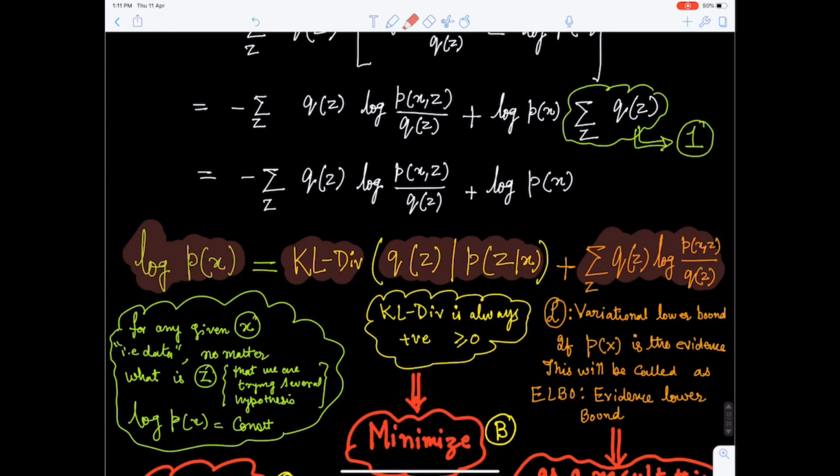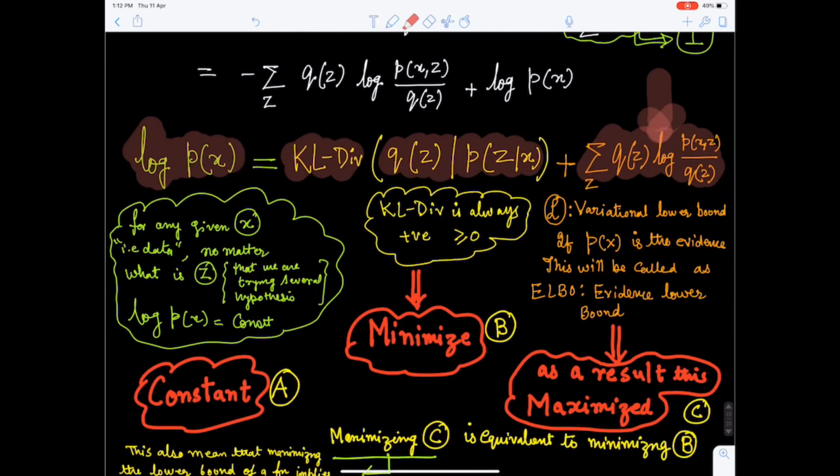Here we have said that this particular thing is actually the lower bound, the evidence lower bound, which is called the ELBO. We have this log of P(X), which for a given X that you have in your hand for the current iteration is fixed. And KL divergence is anyways going to be a positive quantity. So B plus C, the addition of both of them, is going to be a constant. So if I want to minimize this, it is essentially maximizing the ELBO.